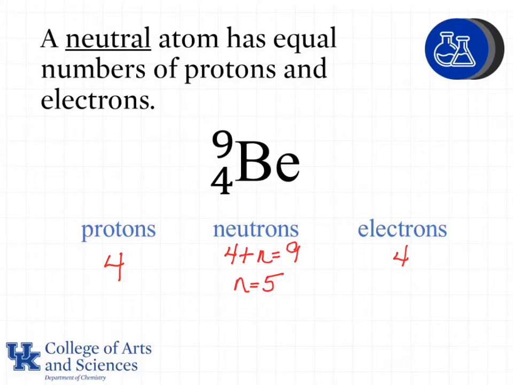Note that this is only true for neutral atoms. We know this is a neutral atom because there's no charge shown. When we start looking at ions, we'll see that a charge will be given up in the upper right corner. If there's no information there, then we know that it is a neutral atom.